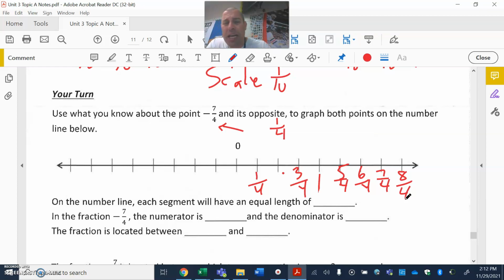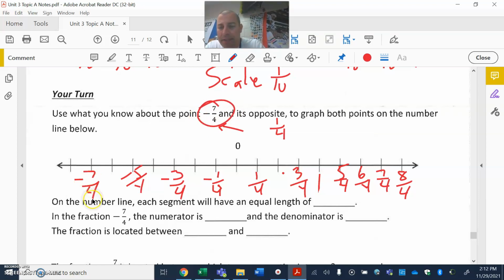of my 0 and plot my negatives. So there's a negative 1/4. That's a negative 2/4. There's a negative 3/4, negative 4/4, negative 5/4. Now I could do negative 1 and a fourth. I'm just going to keep improper because that's what they gave me. And there we go, negative 7/4. So plot it. There we go, negative 7/4. And then a positive 7/4. I got you right there.